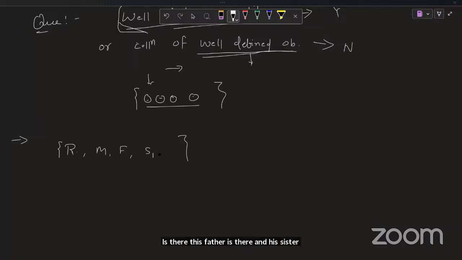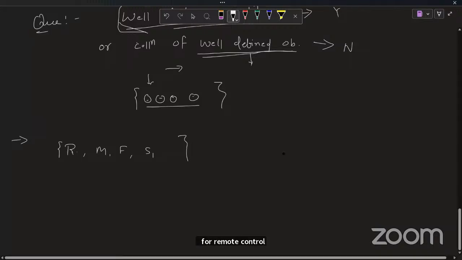Srivastav Kumar, why do you need the remote control? Please don't send requests and don't interrupt inside the class, okay?